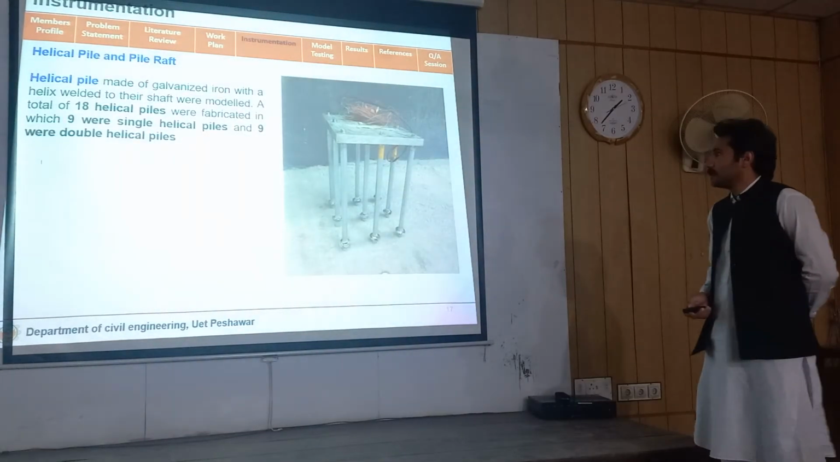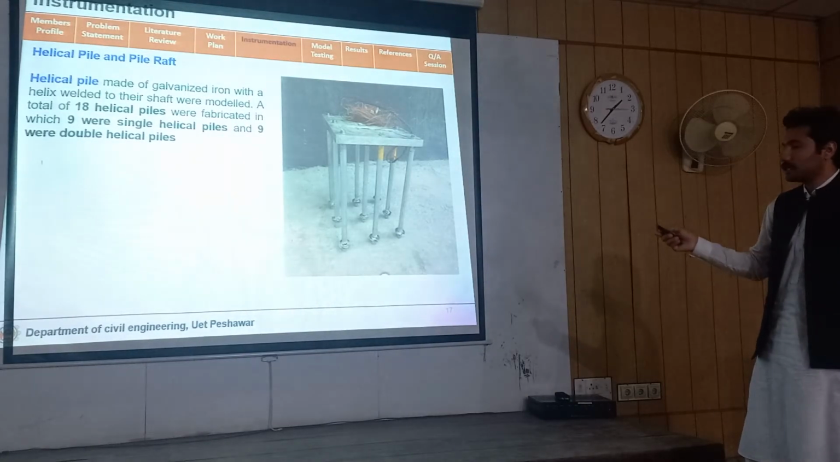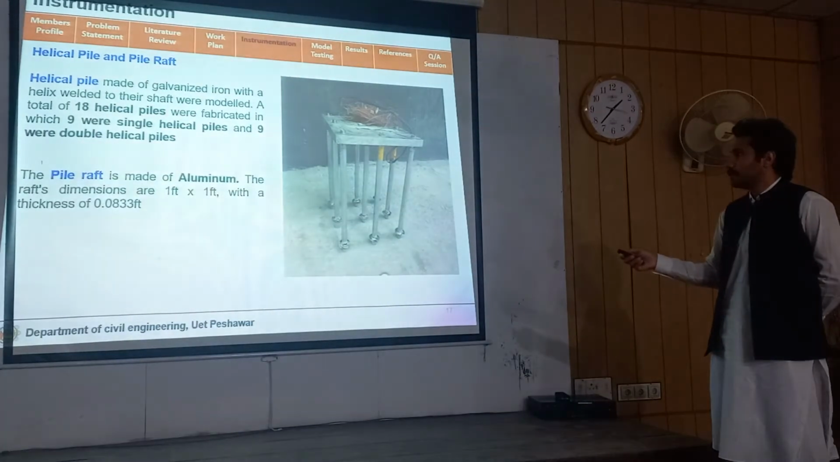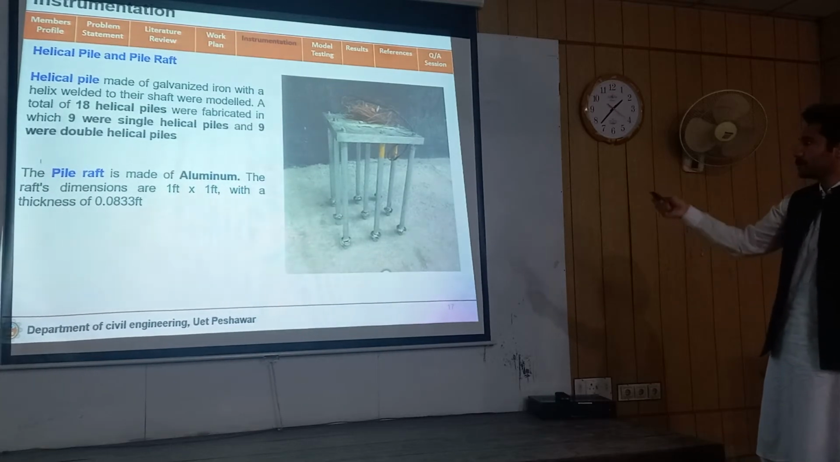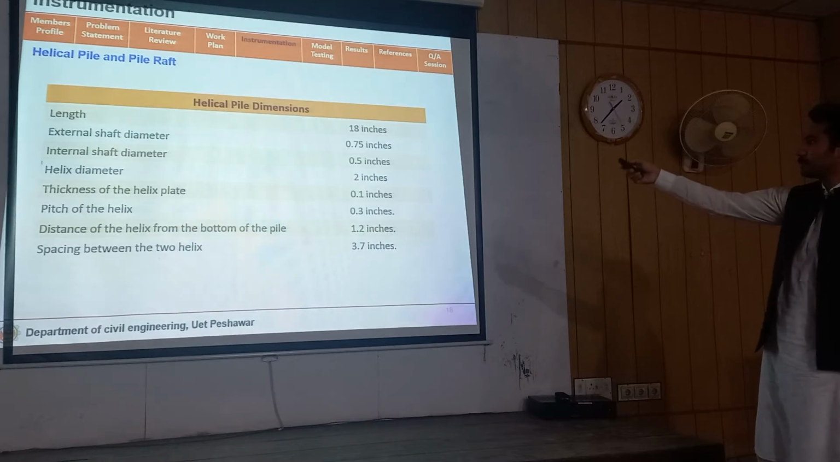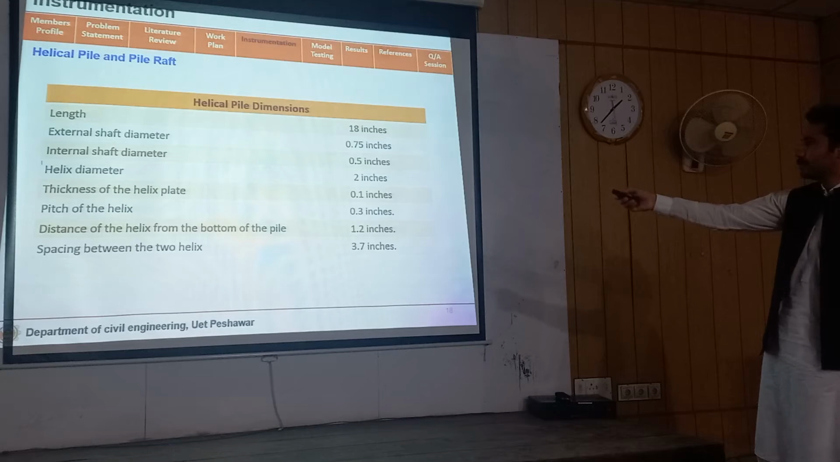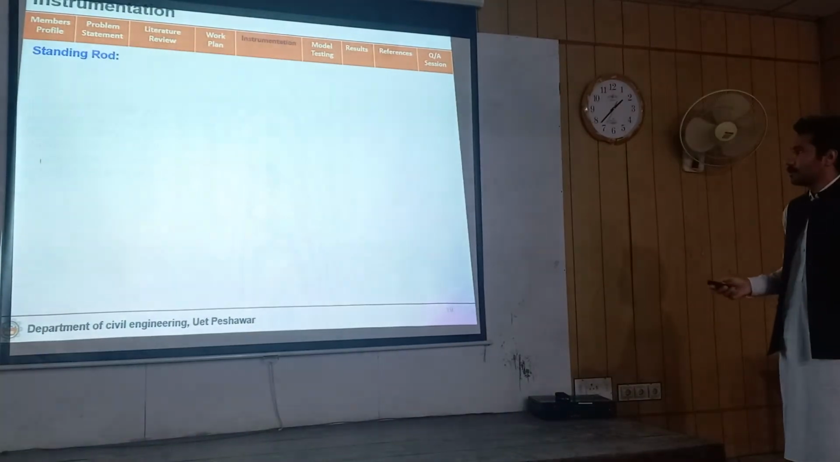These are the helical piles, of which 18 were fabricated, 9 single helix and 9 double helix. And the upper part is the pile cap, which is made up of aluminum, and the dimensions are 1 × 1 feet. These are the dimensions: length is 18 inches, external shaft diameter, internal shaft diameter, helix diameter, thickness of the thread, pitch of the helix, distance of the helix from the bottom of the pile, and spacing between the two helixes is 3.7 inches.